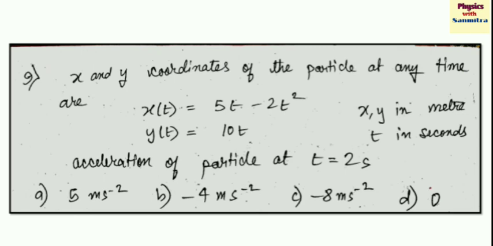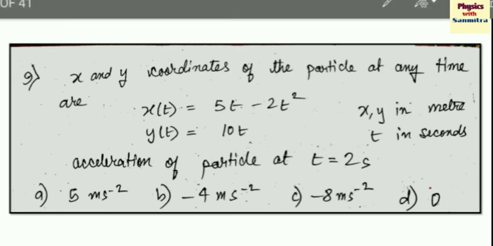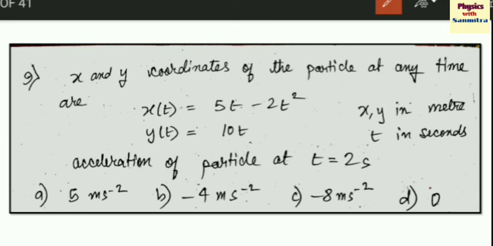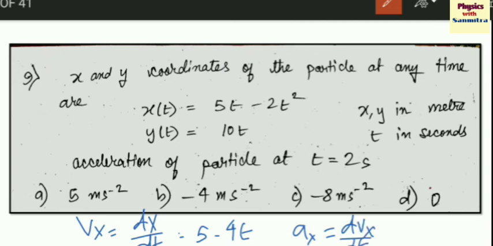Now the next question is, x and y coordinates of a particle at any time are x is equal to 5t minus 2t square and y is equal to 10t. Find the acceleration of the particle at t is equal to 2 seconds. This is a very easy question, and we are given 2 components of the displacement, x and y. So we can find out the acceleration in the x component. Vx is equal to dx by dt, that is 5 minus 4t, and acceleration is dvx by dt, so that will be minus 4 meter per second square.